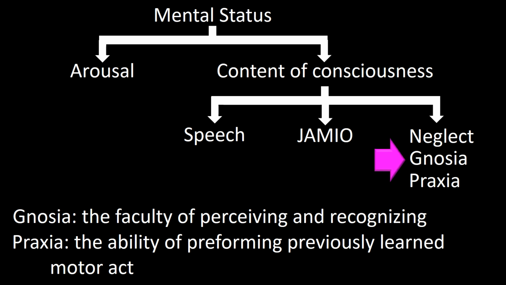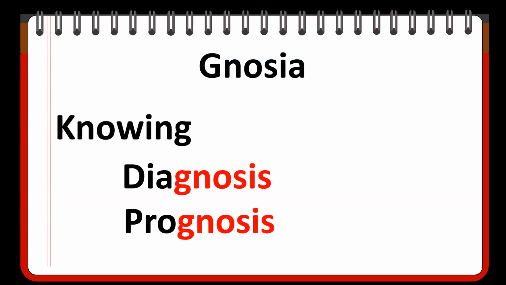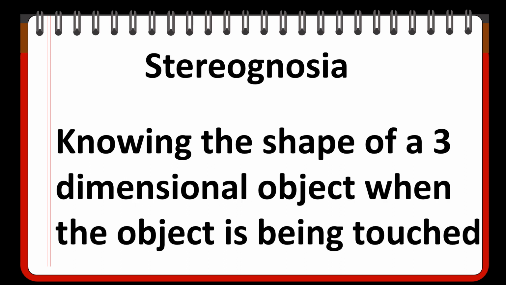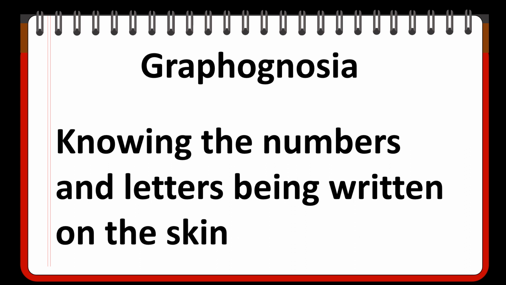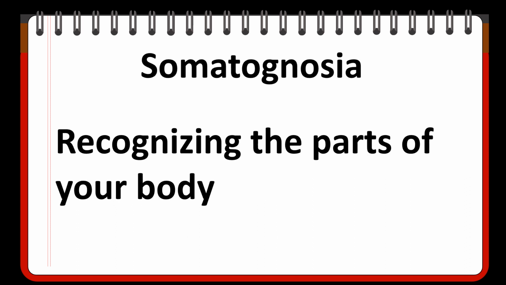After neglect, we will talk about gnosia. Here, I will start with some definitions. Gnosia means knowledge, as in diagnosis and prognosis, words that we understand well. Topognosia means knowing where you are being touched. Stereognosia, knowing the shape of a 3-dimensional object when the object is being touched. Graphognosia, knowing the number or letter being written on your skin. Nosognosia, knowing you are sick when you are. And somatognosia, recognizing the parts of your body.